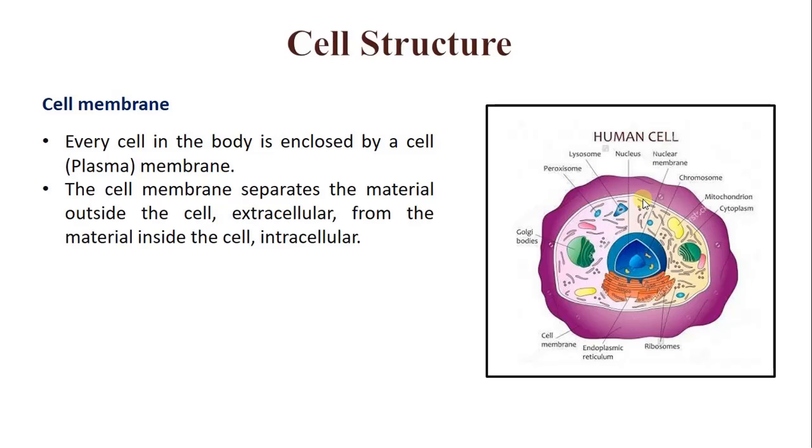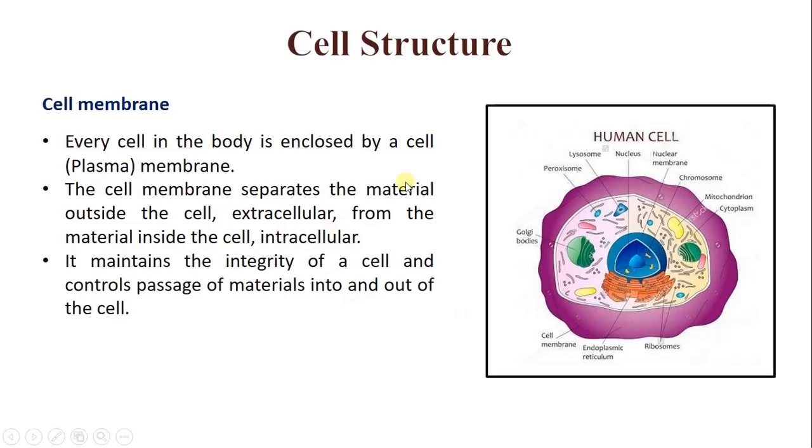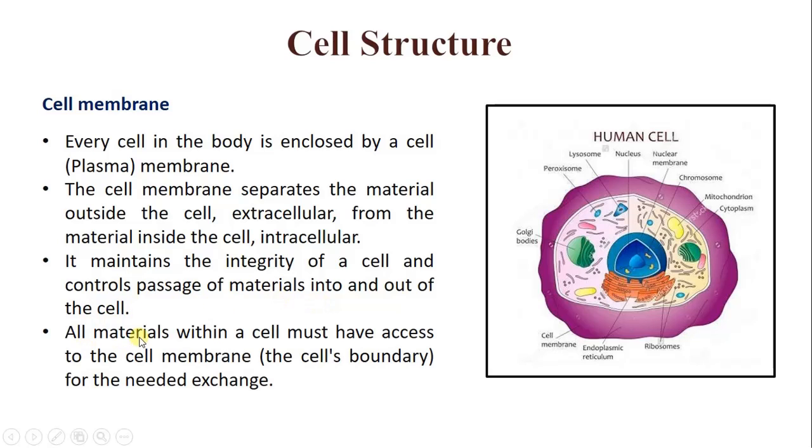The cell membrane separates the material outside the cell, extracellular, from the material inside the cell, that is intracellular material. It maintains the integrity of the cell and controls the passage of materials into and out of the cell. The materials within the cell must have access to the cell membrane, the cell's boundary, for the needed exchange.